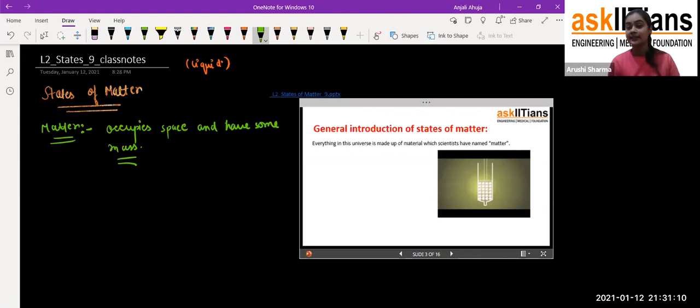So it's not like you will say, ma'am, the air has very little mass. Even if the mass is about 0.00001 gram, it is still considered matter, because matter is that which occupies some space and has some mass. Fine, got my point.